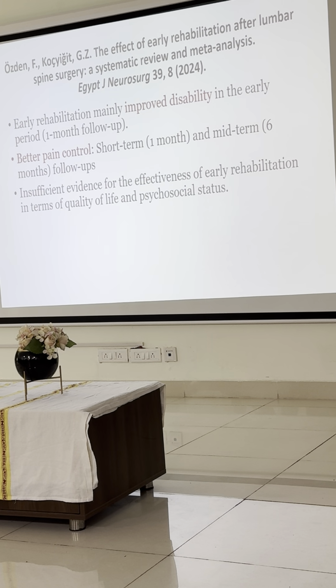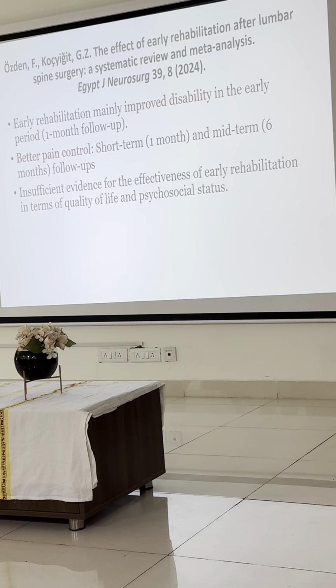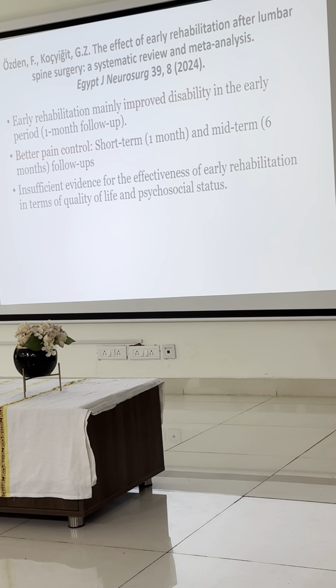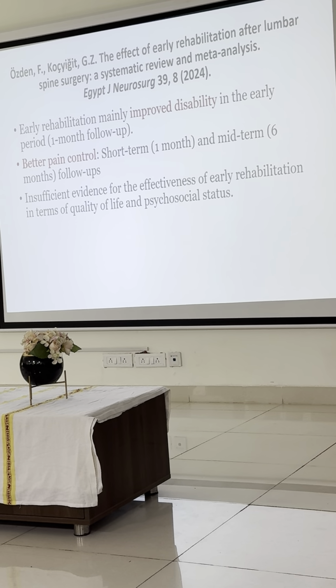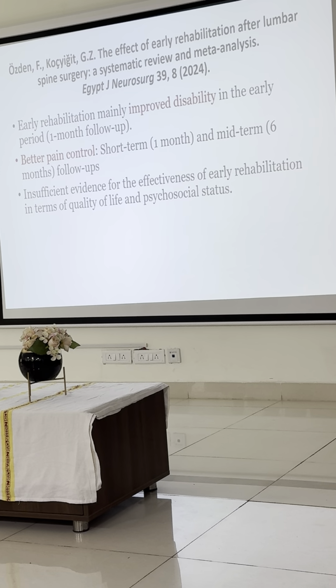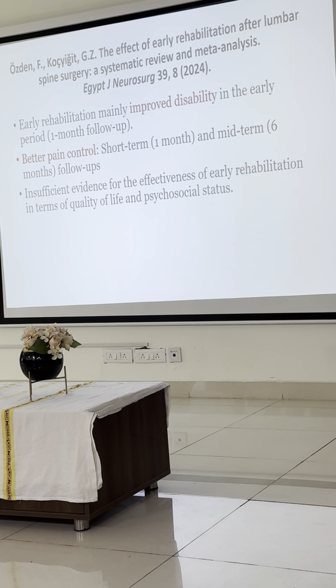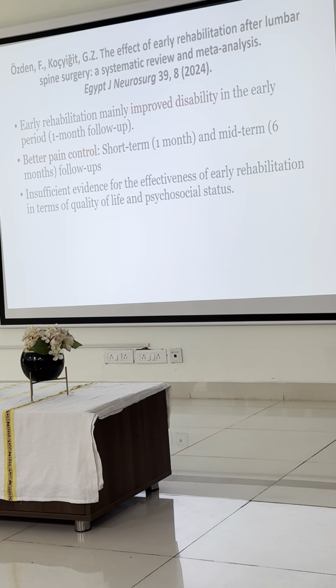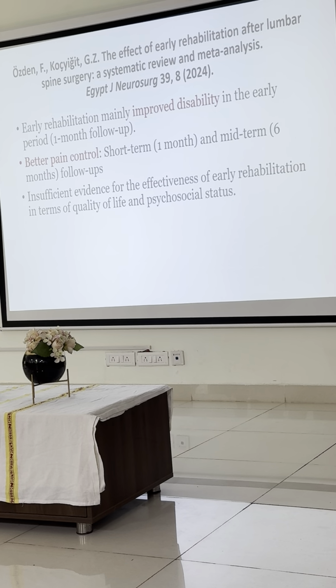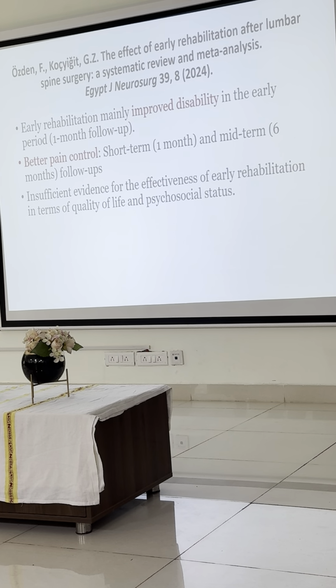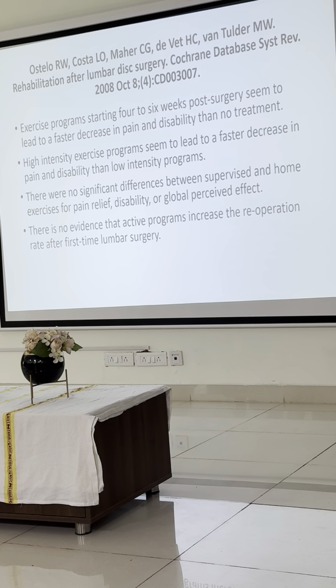There was a meta-analysis and systematic review on the effect of early rehabilitation after lumbar spine surgery. It showed that early rehabilitation mainly improved disability at the 1 month follow-up period, and gave better pain control in the short term as well as mid term. But there is insufficient evidence of effectiveness of early rehabilitation in terms of quality of life and psychosocial status.